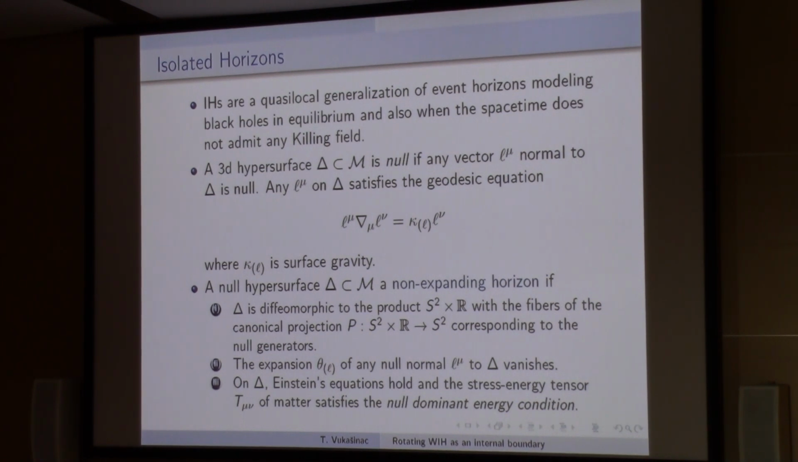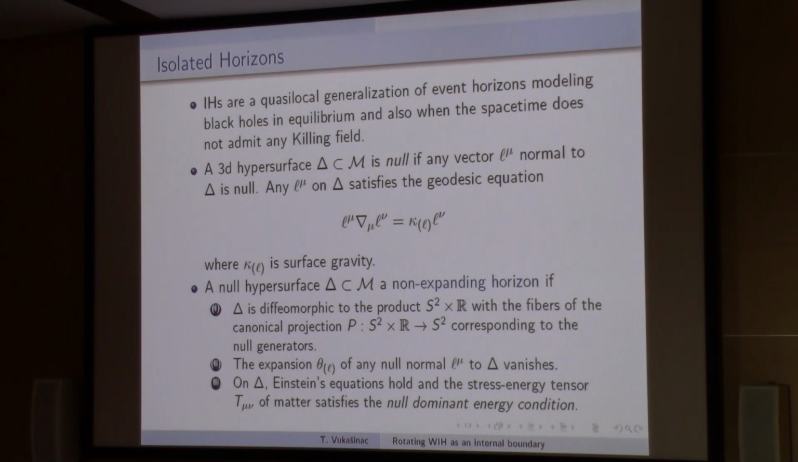Weakly isolated horizons are a generalization of Killing horizons, of event horizons, and they model black holes in equilibrium, even in the cases when the space-time is not symmetric, or in a sense that it does not admit any Killing field. So a weakly isolated horizon is a null hypersurface, where we have a family of null vector fields that define this surface, and they are geodesic, they satisfy the geodesic equation, and the kappa, this non-affine parameter, is what we usually call surface gravity.